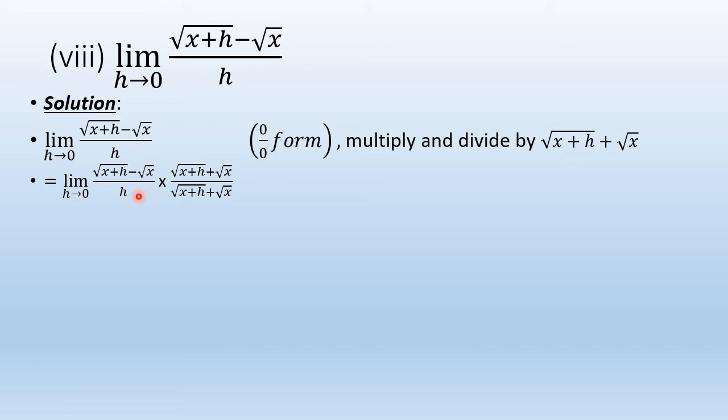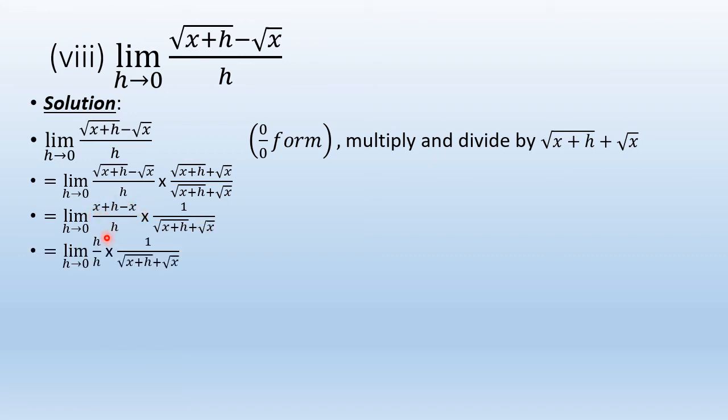Square and square root will cancel each other, and we get simply x + h − x, and in the denominator we have h, and we just leave it there, and we write square root of x + h plus square root of x. Now this x gets cancelled, and then this h gets cancelled, and now we can apply the limit. Just put h equals 0, and you get 1 by (square root of x plus square root of x), which is equal to 1 by 2 times square root of x, and that is the answer.